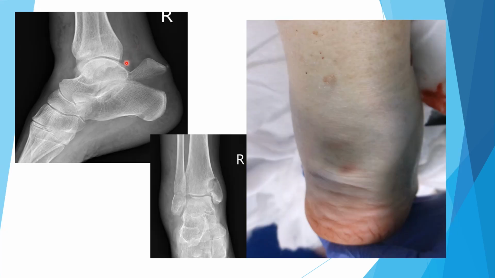Here's another example, same thing, tuberosity avulsion. The Achilles tendon is attached to this part here, so you can obviously see the skin color here started to change. So this is a diabetic patient. This patient presented immediately after the fracture.